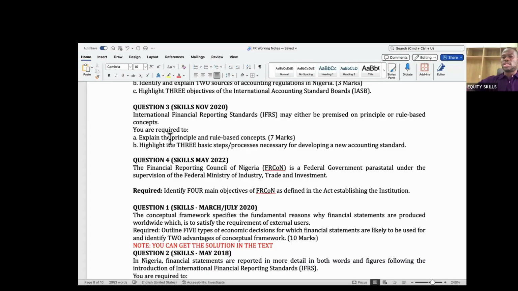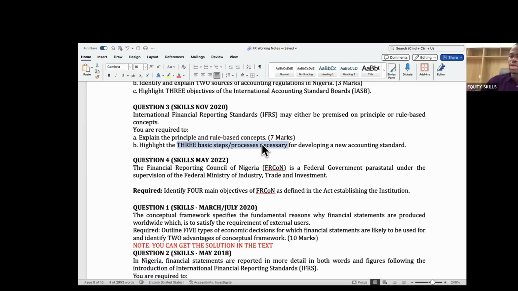And a rule-based concept is one that is usually written and very strict, and it assumes that you have deep understanding of the rules, which have to be followed strictly. Examples of rule-based concepts are company laws and local stock exchange listing requirements, and some accounting standards in some other countries like the US. And now they say you should highlight 3 basic steps or processes necessary for developing a new accounting standard.